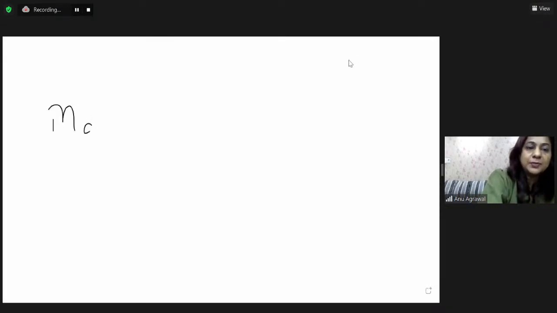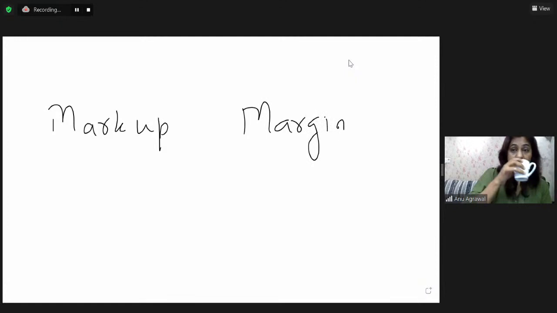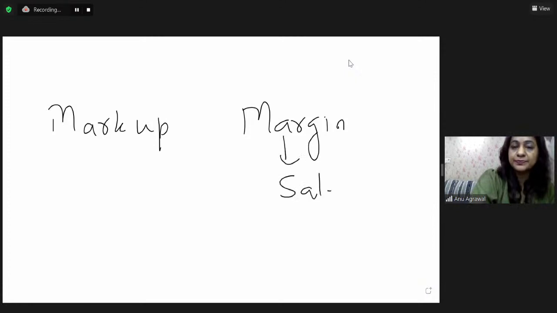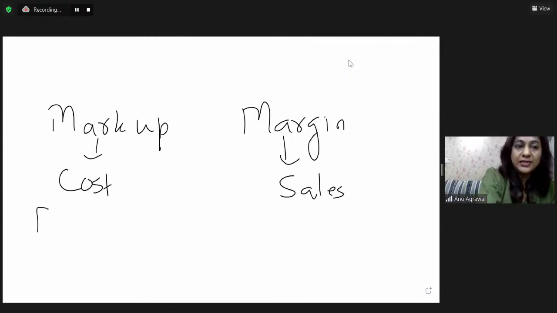There is a difference between markup and margin. All of you should understand; this is a basic thing which you require to know. Margin is on sales. Markup is on cost. I hope I'm very clear. Now I'm giving you an example.